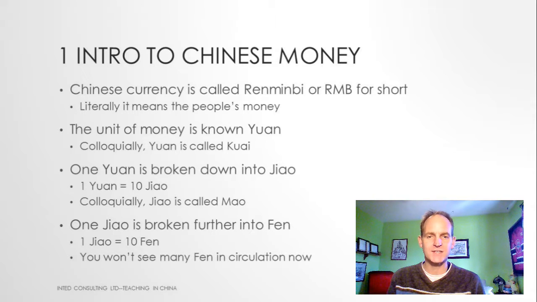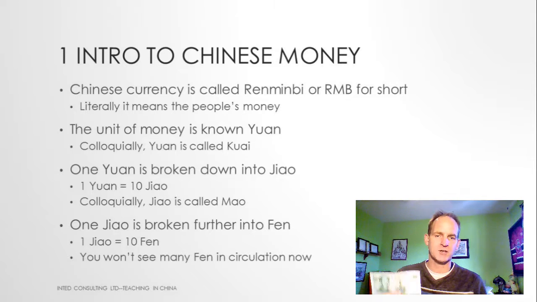Now, in everyday speech, people aren't going to use the currency's name. They're going to call a unit of currency a yuan or a kuai. So let's say I held up a bill, and this is a 1 yuan note, 1 Chinese dollar, if you will. Officially, it's 1 yuan, or in Chinese, yuan.